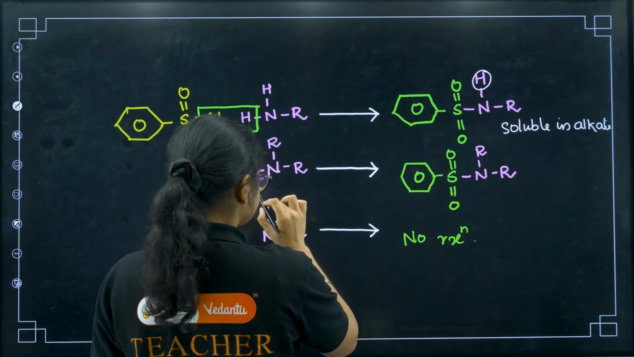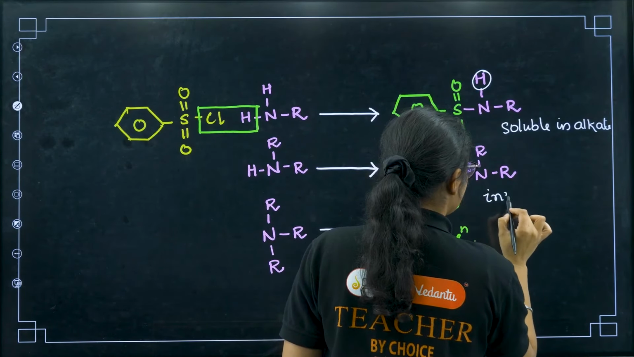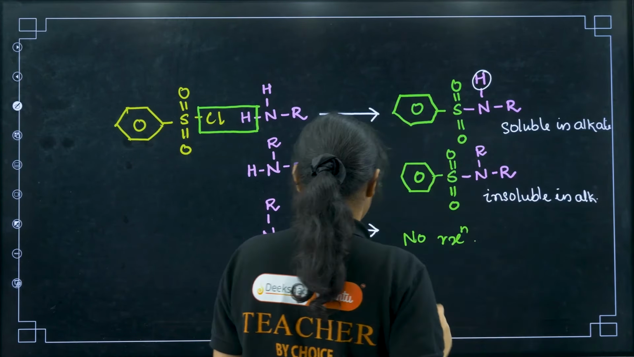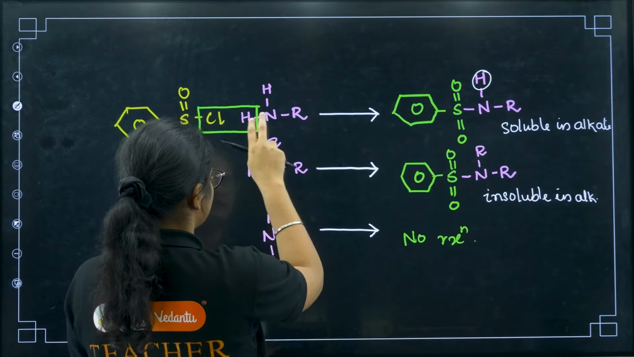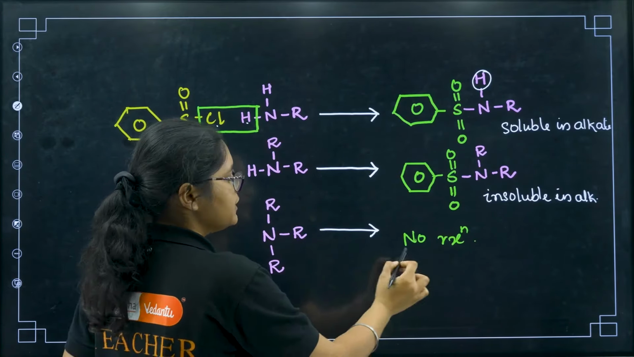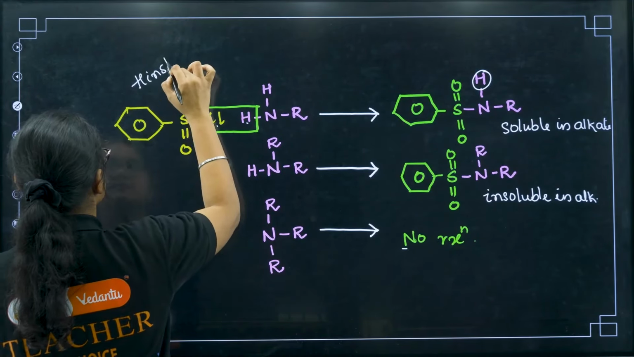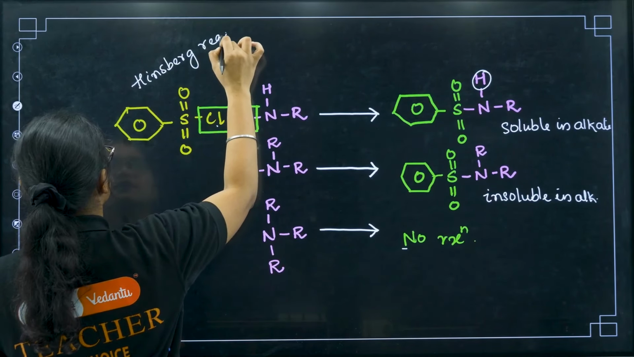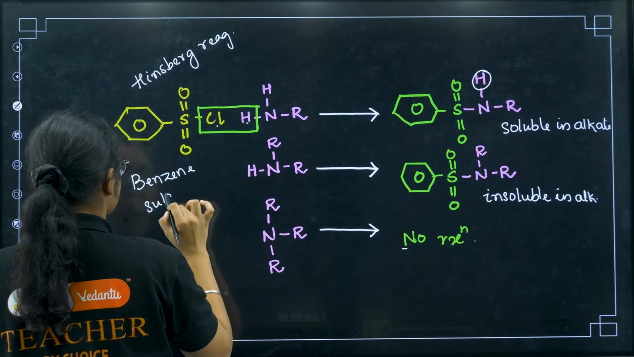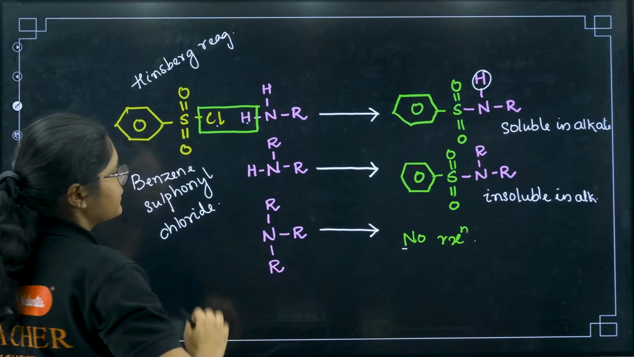So this one is soluble in alkali. Next, if I react with this one, there is no H here, so it is insoluble in alkali. Next, if you see there is a tertiary amine and there is no H to react with this chlorine, so there will be no reaction here. That is how you can distinguish between them, and this is called the Hinsberg reagent. The reagent name here is benzene sulfonyl chloride. Understood?